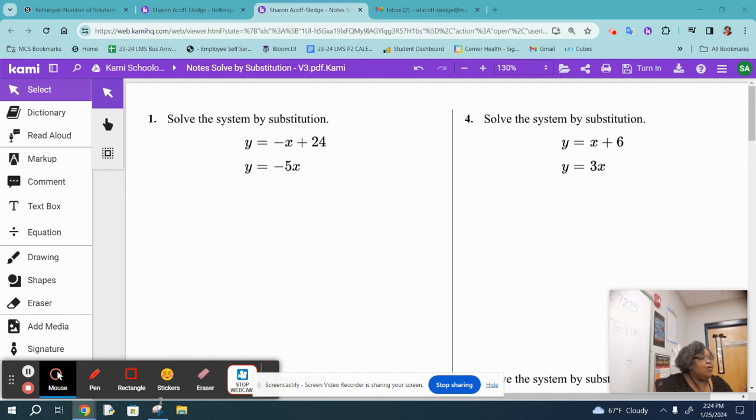All right, now we're going to solve systems by substitution. On this first part, these all work the same way. I'm not going to work all of them. It ran too long last class.